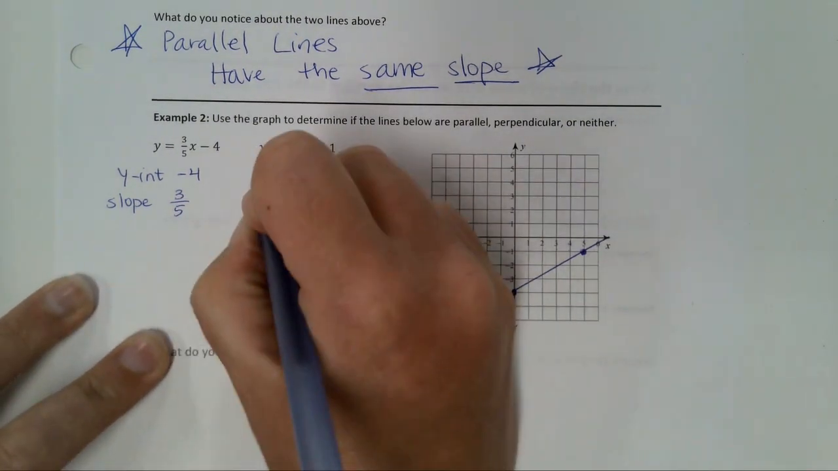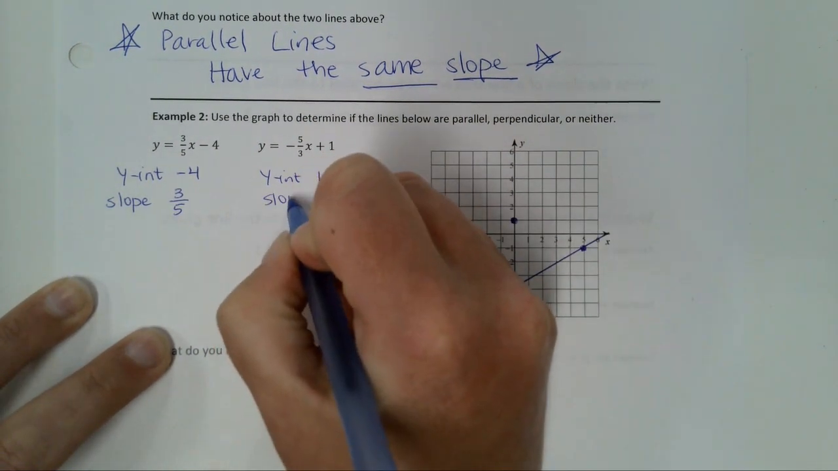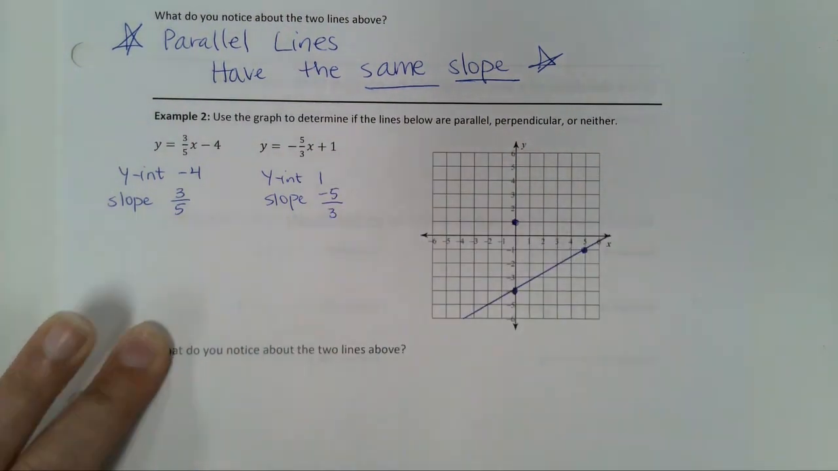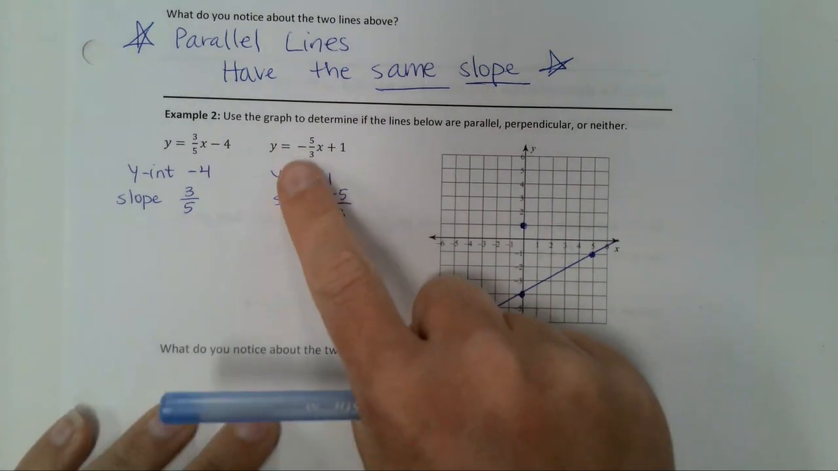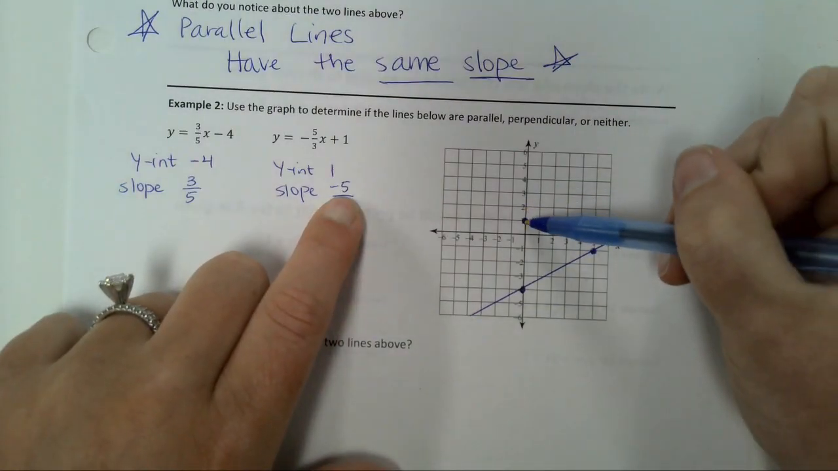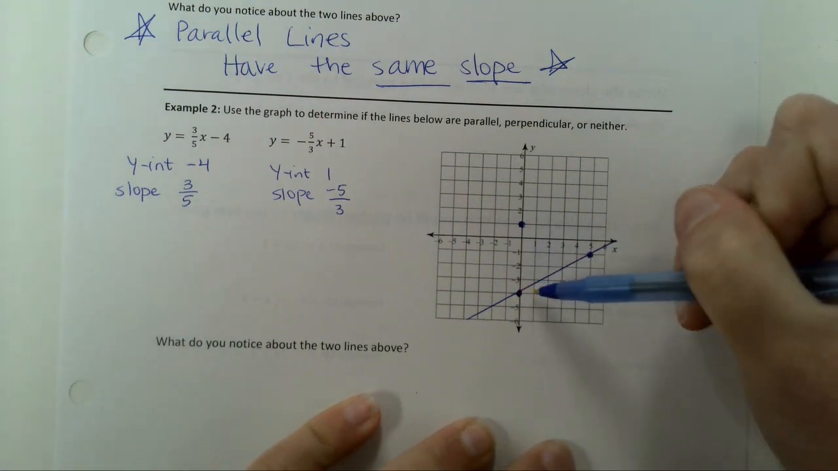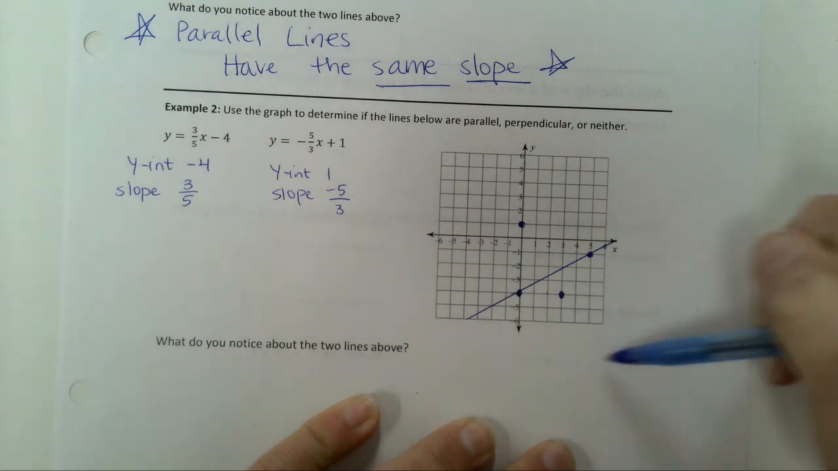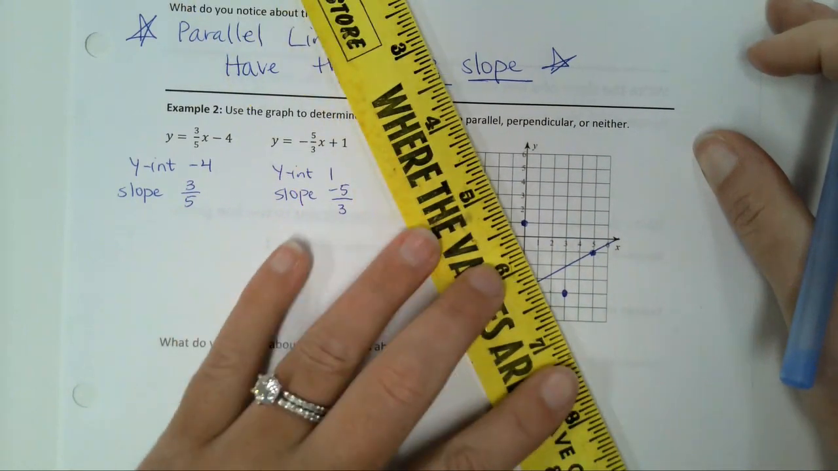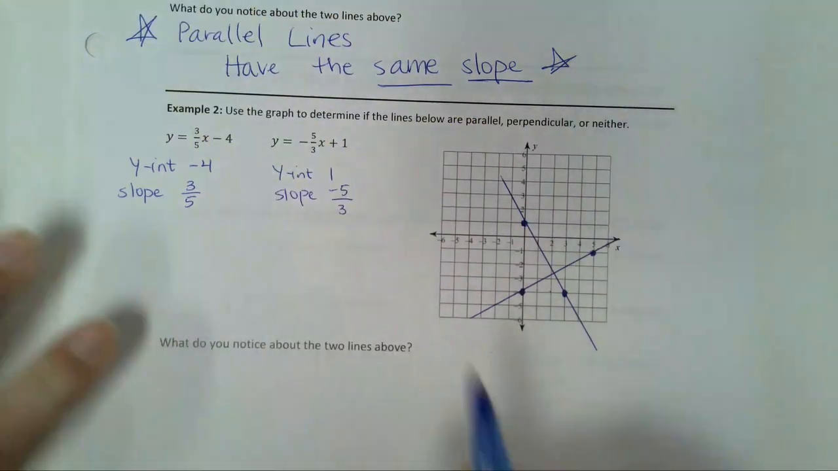What's my y-intercept on this one? +1. So I'm going to start right there. This time my slope is what? -5/3. Remember, if that negative's out in front, we're going to move it to the top. -5/3 means I need to rise what? Down 5. 1, 2, 3, 4, 5, and then run 3. 1, 2, 3. I don't have room to do it again. I don't think I need to do it again. Last thing I need to do is connect those points. There we have it. We've got our 2 lines.